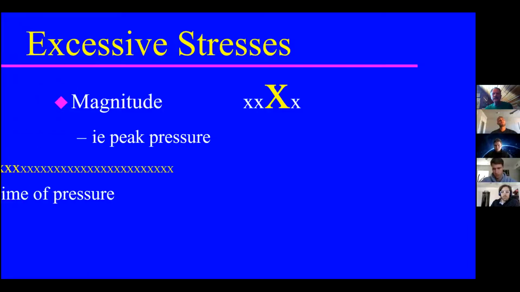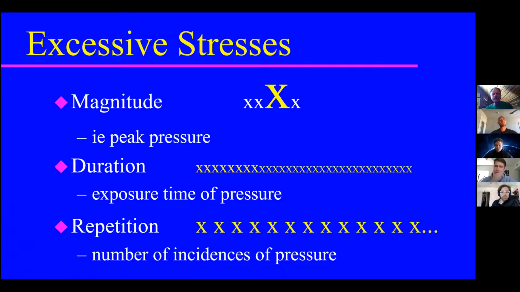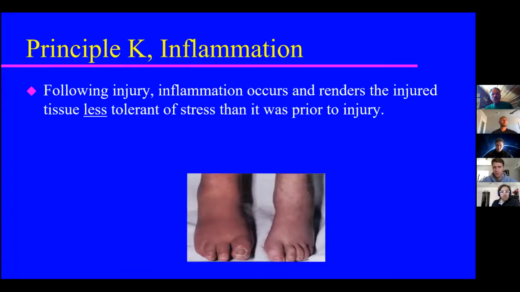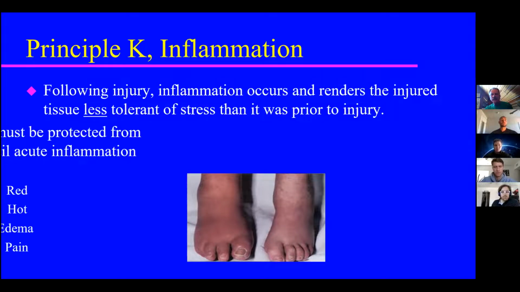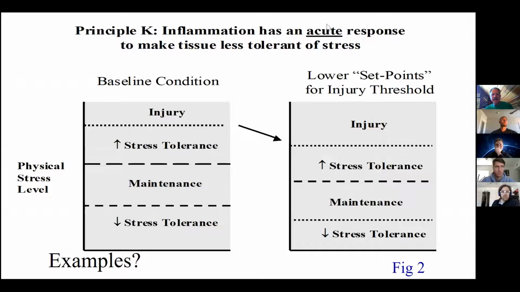Here are the three forms of excessive stress: magnitude, duration, and repetition. Inflammation, you guys know about. As soon as you get inflammation, it's an acute response. You have to protect it. It's a decrease in the stress tolerance. Now the tissue cannot adapt; it's injured, and you have to protect it.